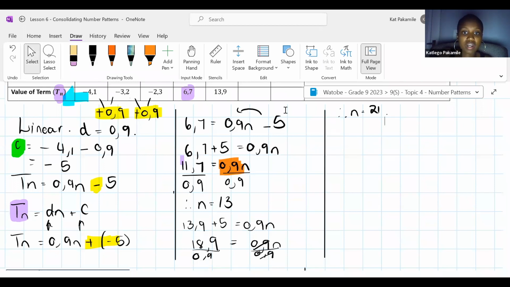Where did you get 5? It was on the right hand side, Nicole. But because we want n to be on its own, we moved it over to the left-hand side. The other person said, why did we divide by 0.9? You divide by what's in front of n to get rid of it. See, if we divide it there, then this will cancel out. It will be 0.9 divided by 0.9. I hope I've answered your questions.